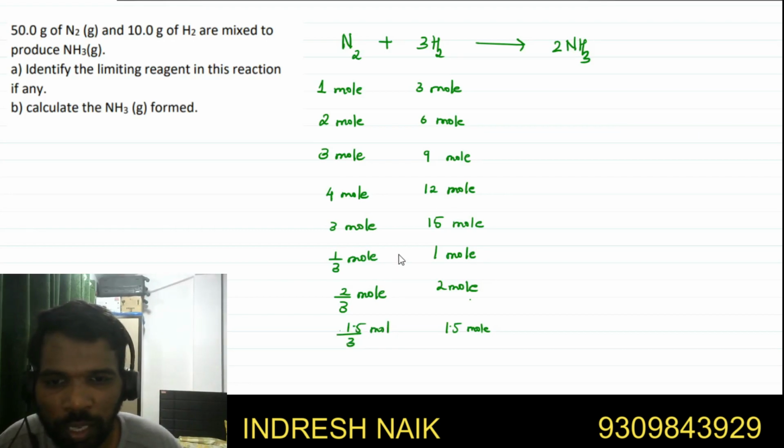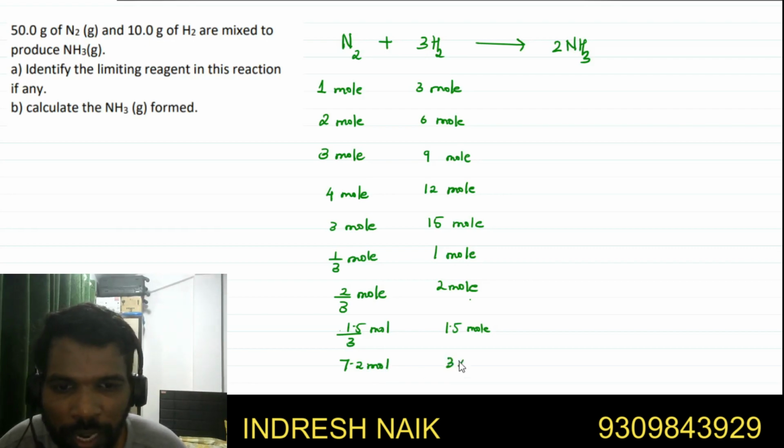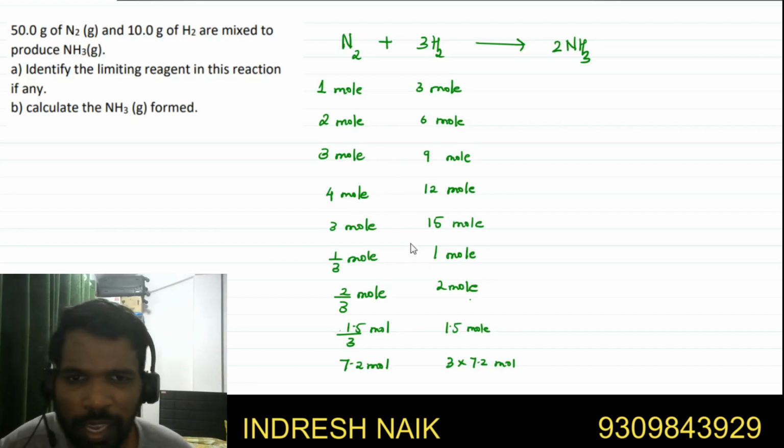If this is, let's say, 7.2 mole, I'm just taking some random value, then how much should this be? This should be 3 times 7.2 moles. That is what you have done. 1 is 3 times of this. This 6 is 3 times 2, 9 is 3 times 3, 12 is 3 times 4. These are the relations, like many you can derive. So this is the relation.